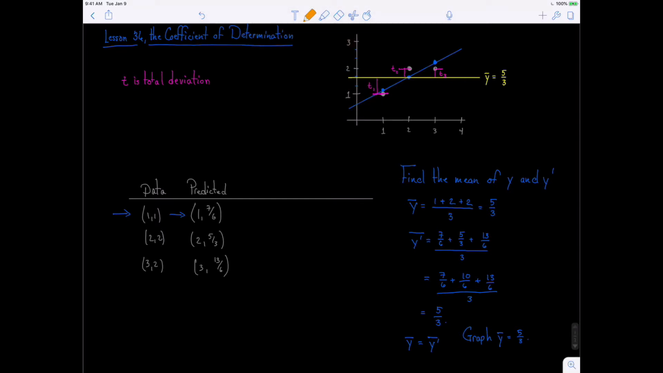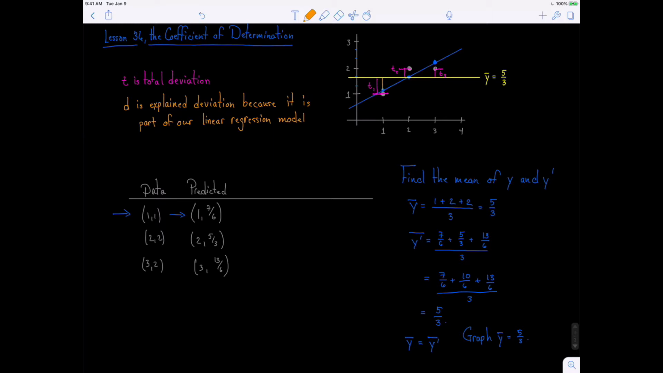Let's put those in orange. So the next thing that we have is what's called the explained deviation, and that comes from, if we go from the mean to our actual predicted value, this one, we're going to call this d, and d is explained deviation because it is part of our linear regression model. Okay, so those we're calling d.